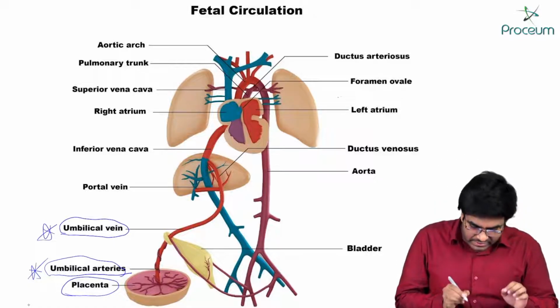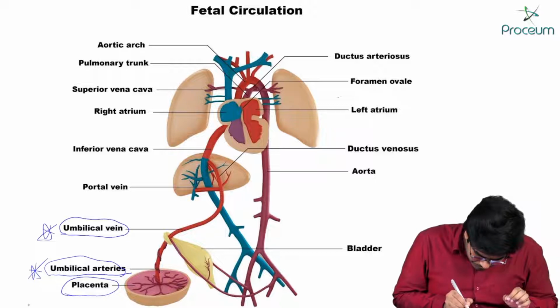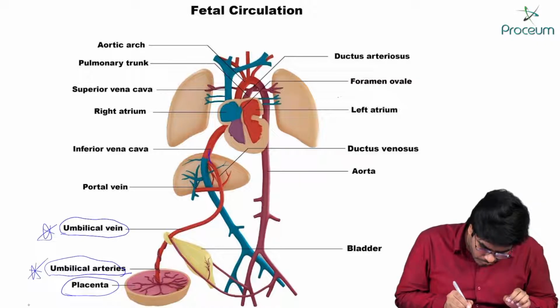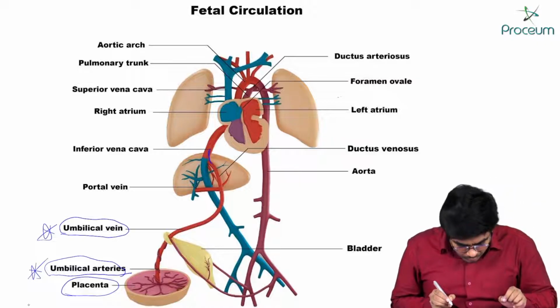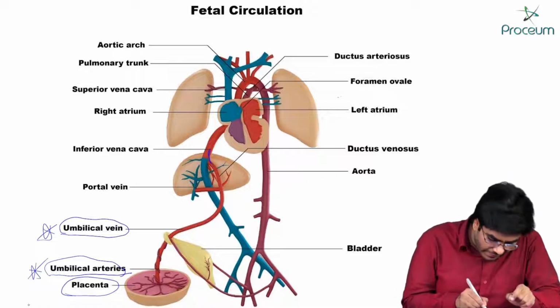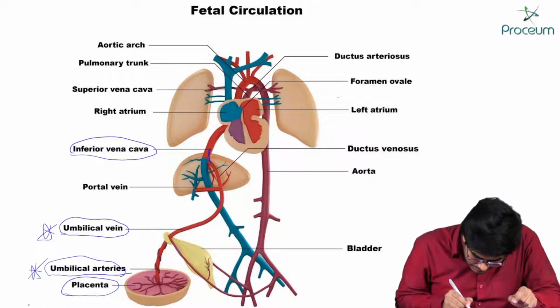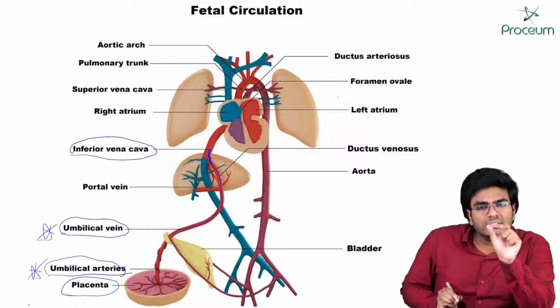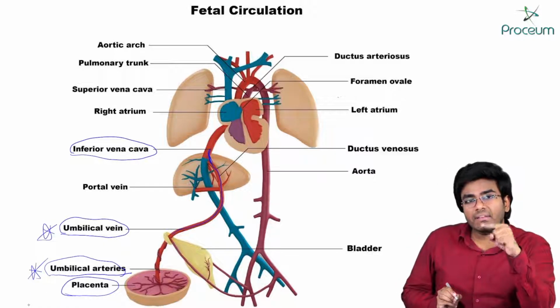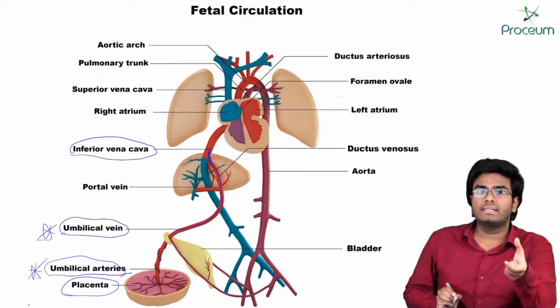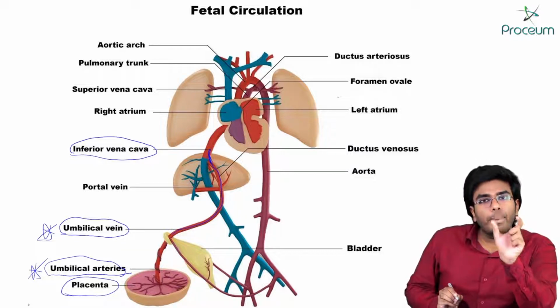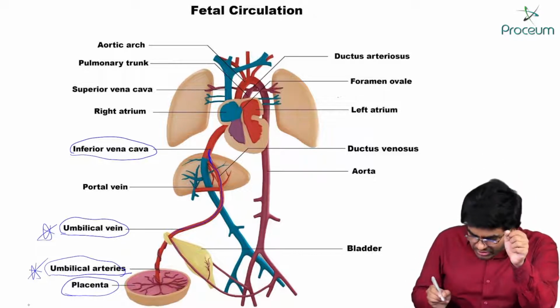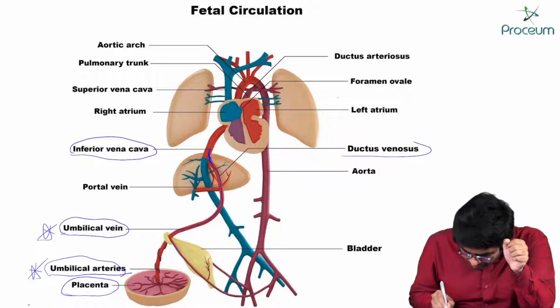Now, this umbilical vein, please concentrate. The umbilical vein is going to enter into the inferior vena cava. It's very clear that you can see this umbilical vein entering into the inferior vena cava. Guys, remember, the oxygenated blood from the umbilical veins is now getting shunted into the inferior vena cava by a small structure. This structure is known as ductus venosus.